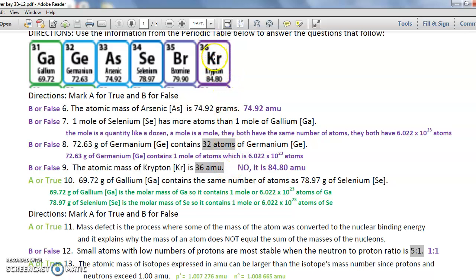Number 9, the atomic mass of krypton is 36 AMUs. No, krypton atoms have 36 protons. The atomic mass of krypton is 84.80 AMUs.